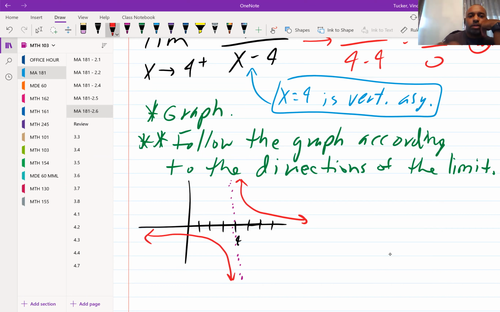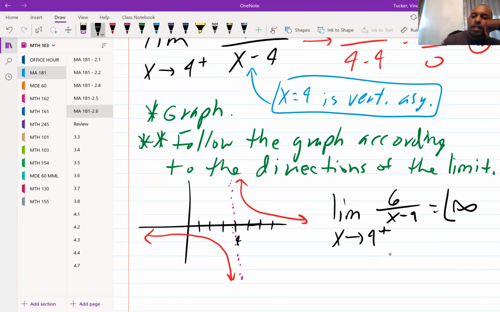So if you're talking about, once again, the limit as x goes to 4 from the right side, that answer is going to be positive infinity.